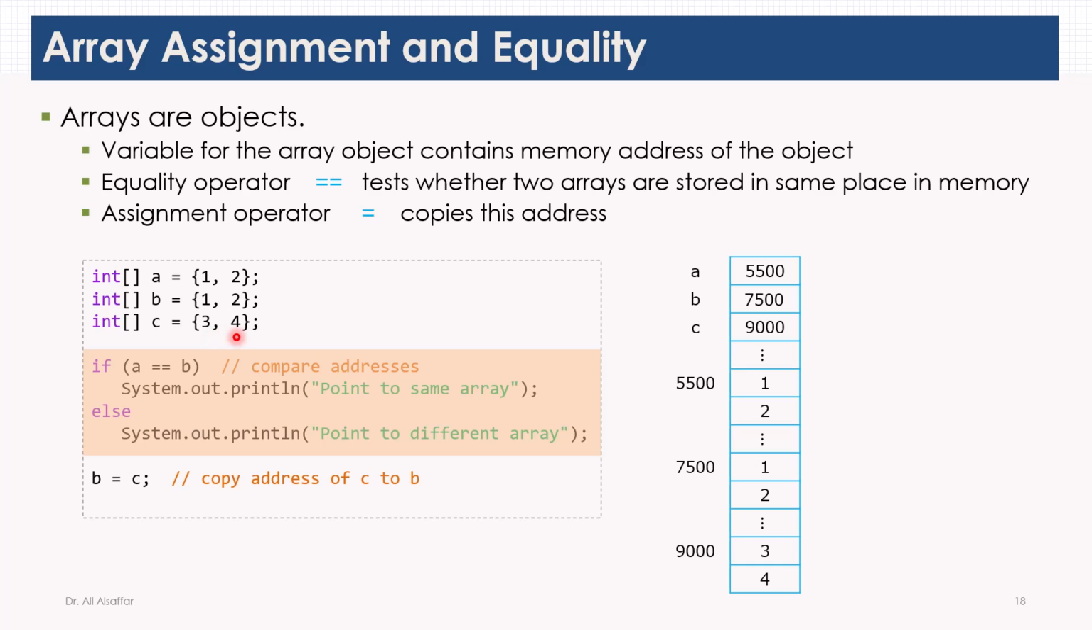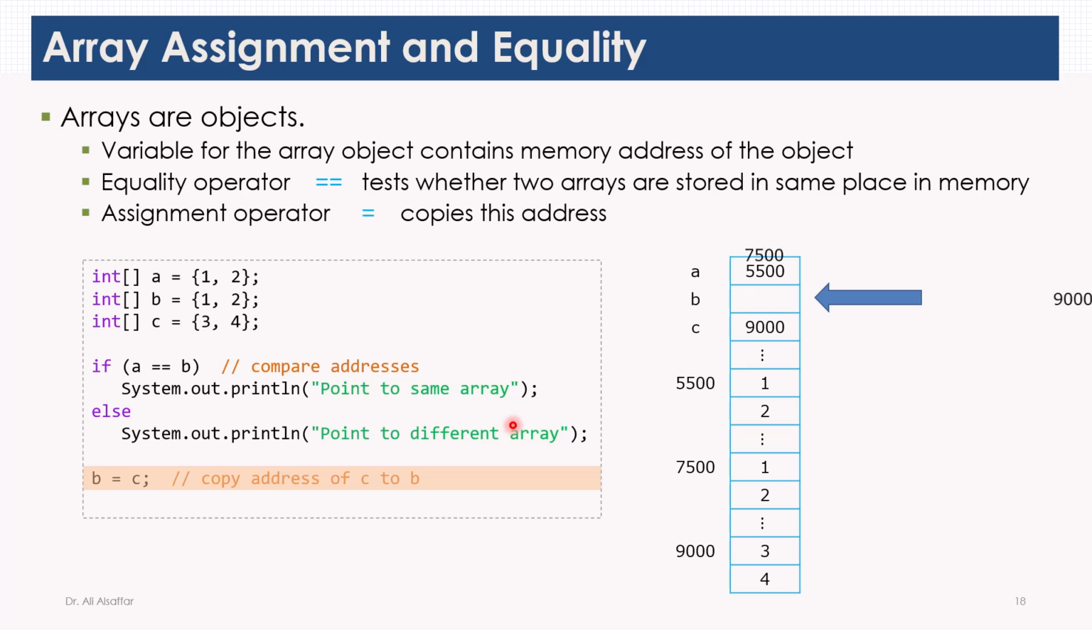So maybe you expect that after this assignment statement is executed, B will be equal to 3 and 4. On the contrary, the address of C will be saved into B. So what is inside C? Inside C we have 900, and this value will be copied into B, and this is the picture of what we are going to have when C is copied into B.